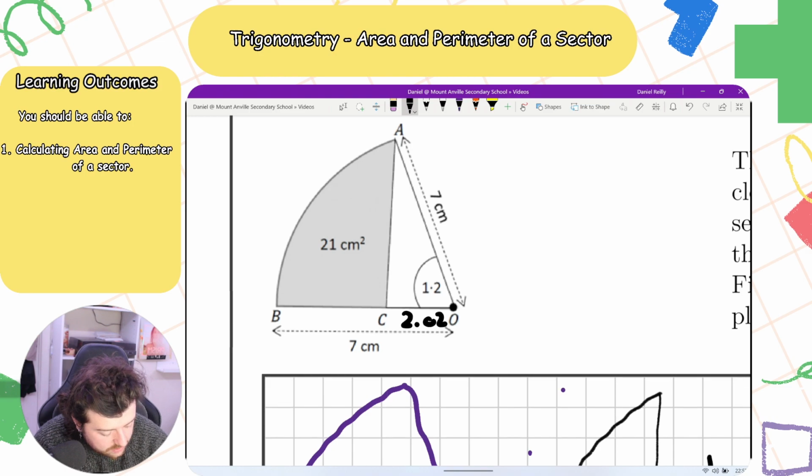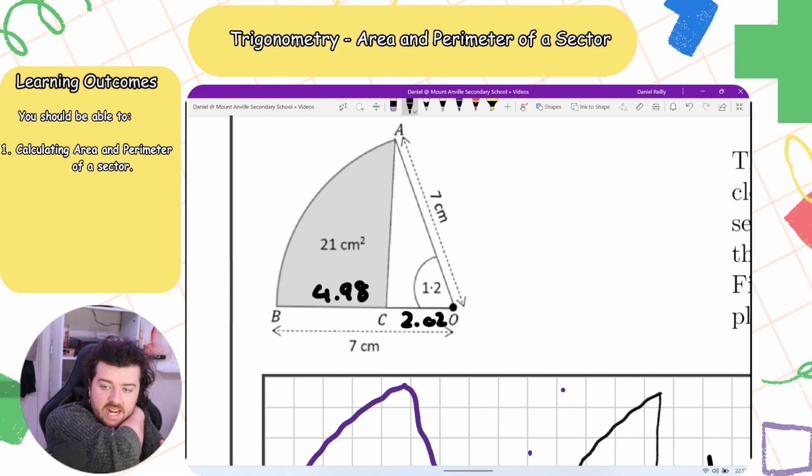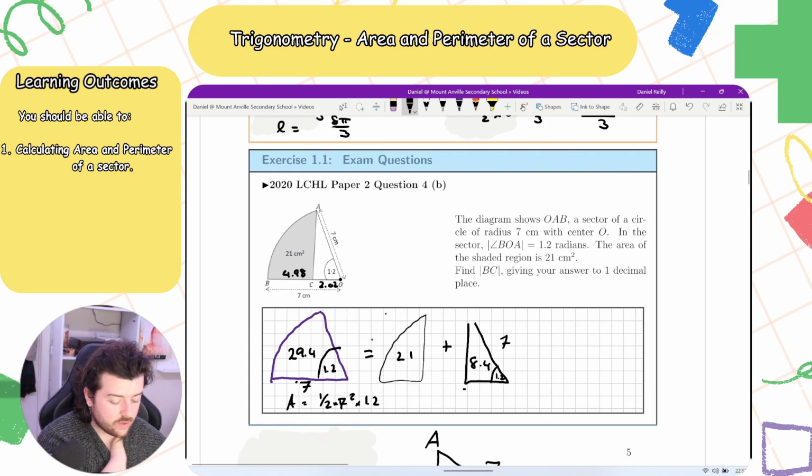So this is equal to x. Therefore, this side CO is 2.02, and the whole radius is 7. So take that away from 7, and I get 4.98. 4.98 is the length from B to C.